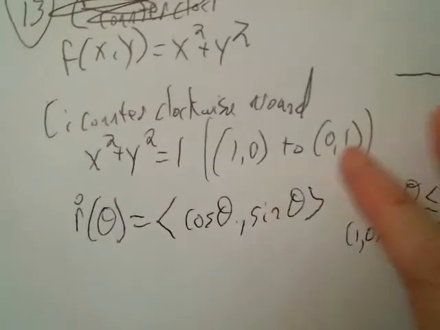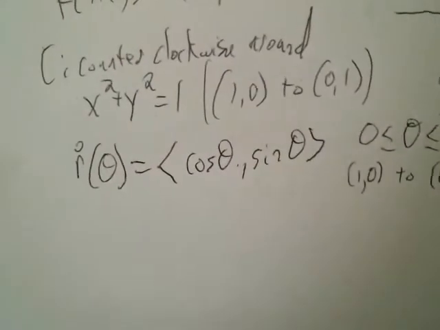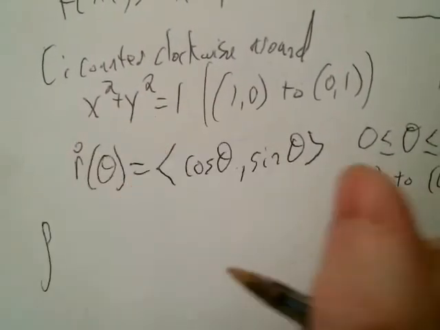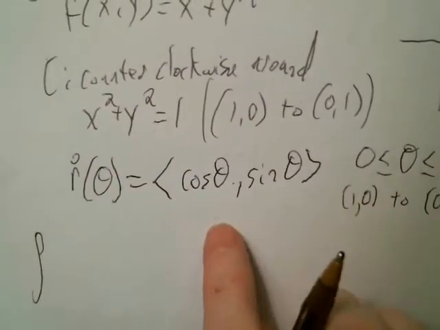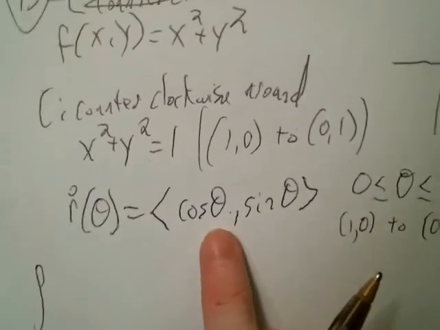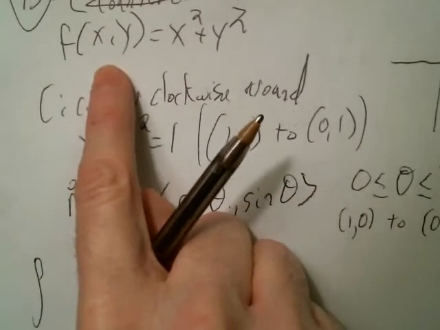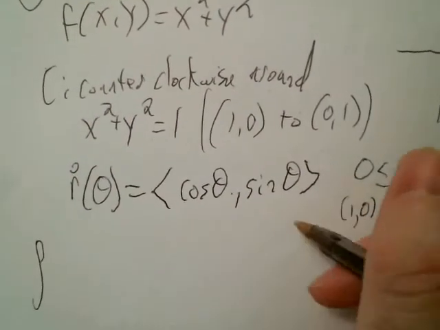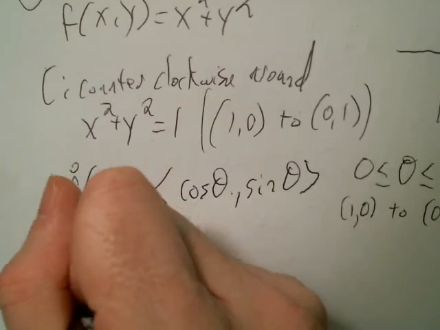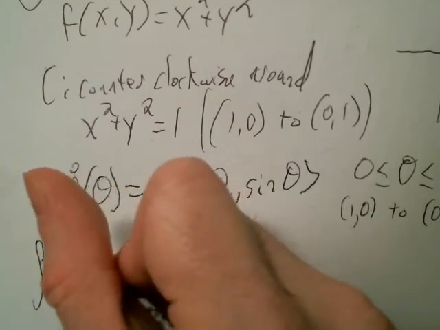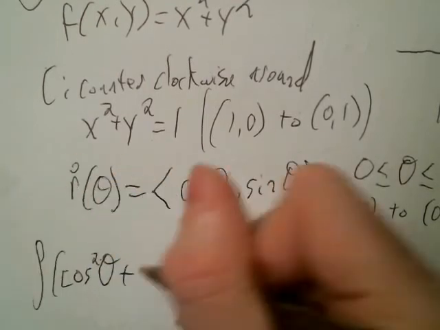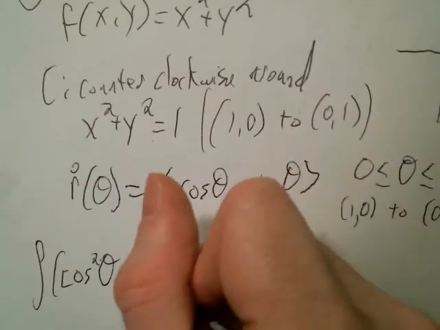Now we're actually going to do the line integral over that curve. So what do I need to do? I need to get everything in terms of theta. So I'm going to replace f of x, y with f of x of theta, y of theta, which is going to be x squared, cosine squared theta, plus y squared, which is sine squared theta.